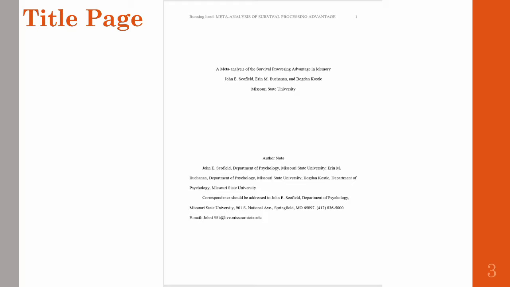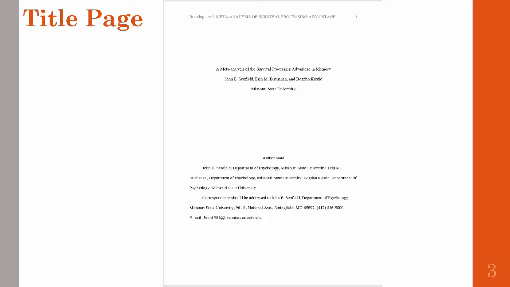First off, everything should be in Times New Roman 12-point font, and everything should be double-spaced throughout the entire paper. Your paper will have a header on it, but the title page's header is a little different. At the top, it'll say running head with a capital R followed by a colon. Then you will put a short title as your running head, all in caps. Then right aligned will be the page number.